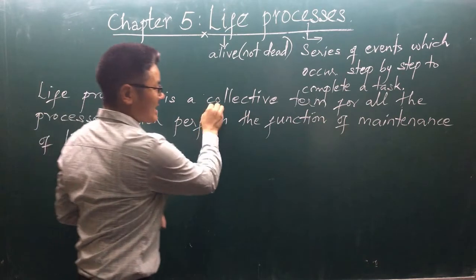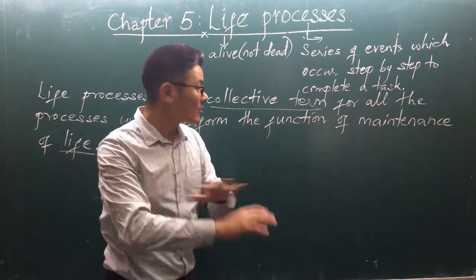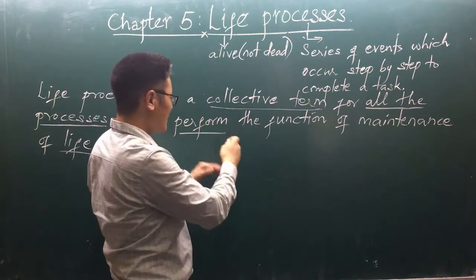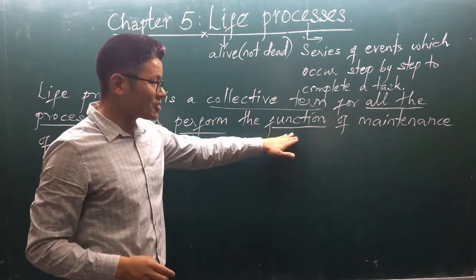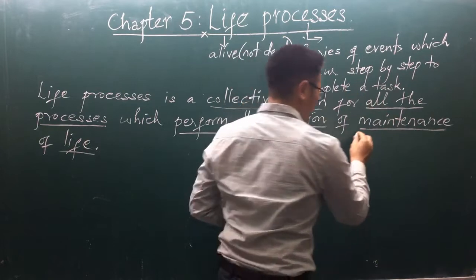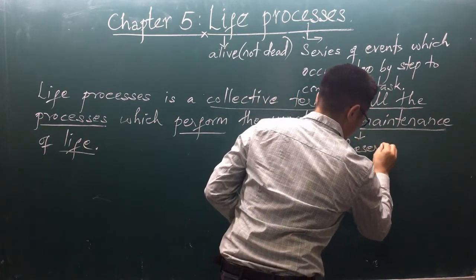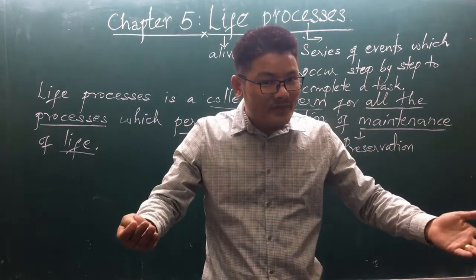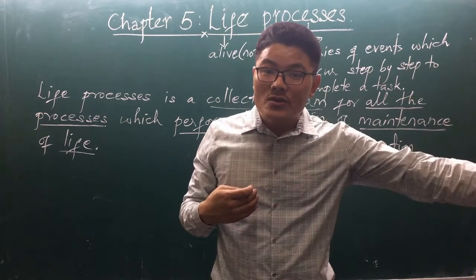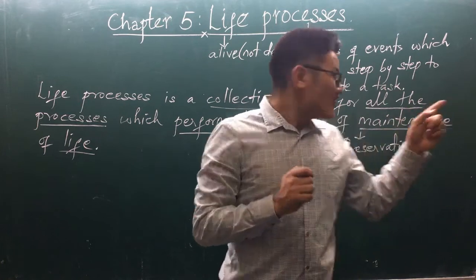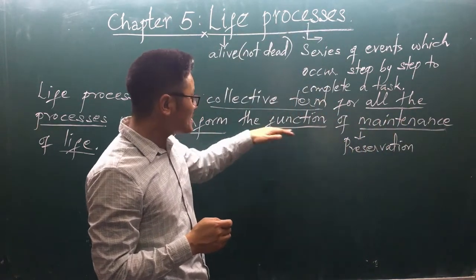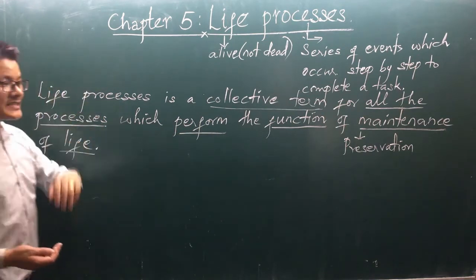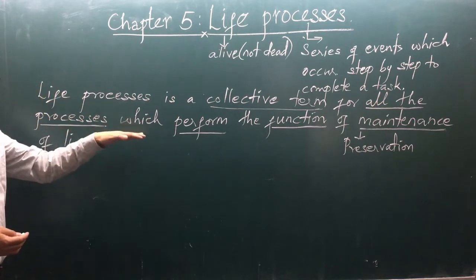So life processes is a collective term. It is not just referring to one process. It is having lots of processes. There are different processes which occur in a body, and these processes are occurring in order to perform some functions, right? And those functions are very important. The term maintenance here refers to preservation, or continuation of life. We are leading our life, so in order to survive ourselves, we have to preserve our life. To preserve our life, we need to perform some functions, and all these functions are achieved by different processes. So life processes is a collective term for all the processes which perform the function of maintenance of life.